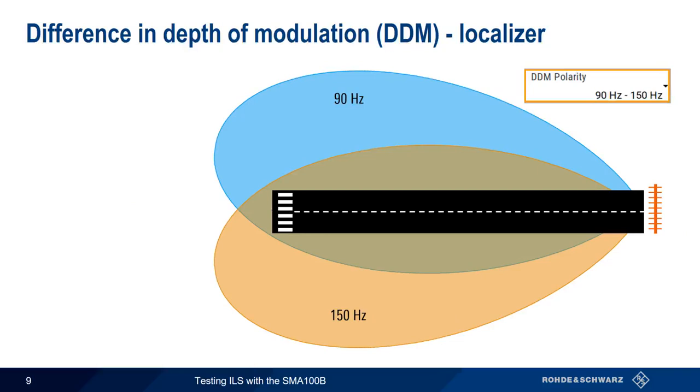So an aircraft that's exactly centered on the runway center line will see the same AM modulation depth on both lobes, and difference in depth of modulation, or DDM, will be zero. Moving to the left of the center line, that is, more into the 90 Hz lobe, causes DDM to increase, or become more positive. Moving to the right of the center line, or more into the 150 Hz lobe, causes DDM to decrease, or become more negative. These changes in DDM are what cause the needle to move right and left on a localizer dial.